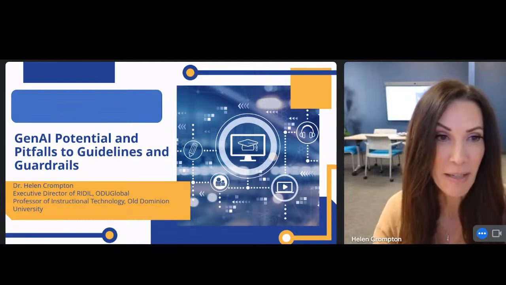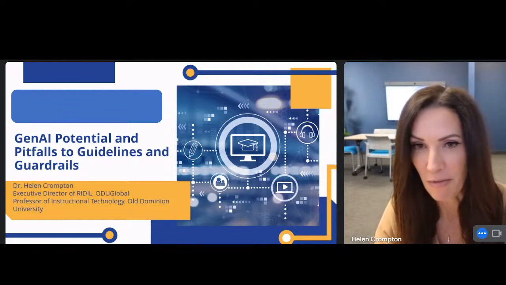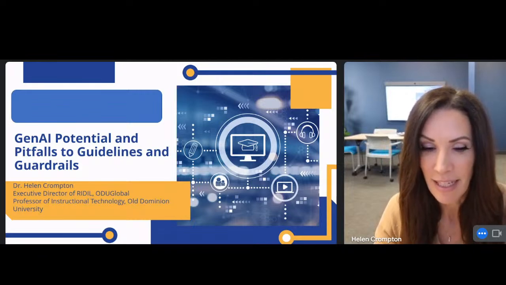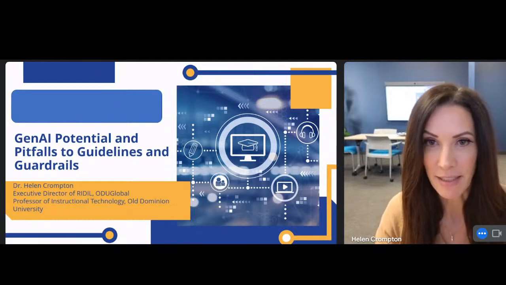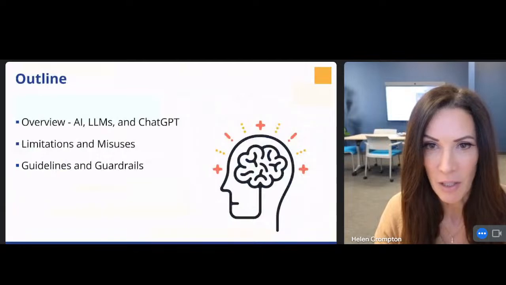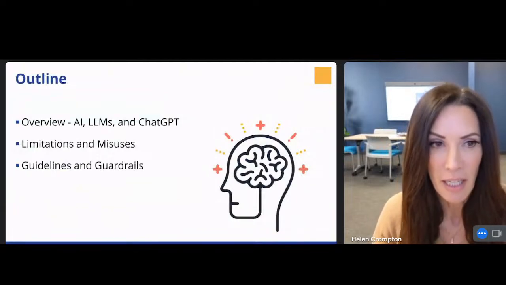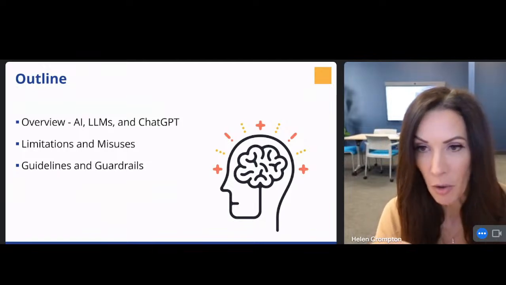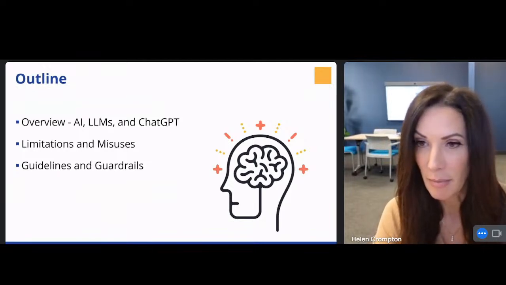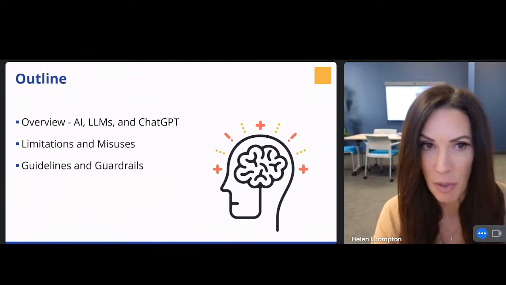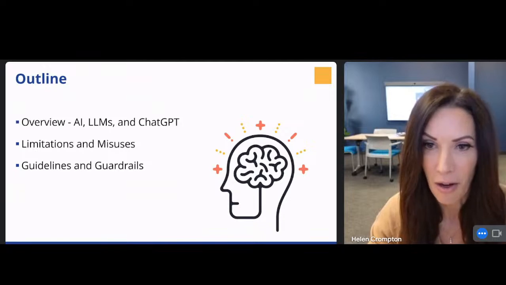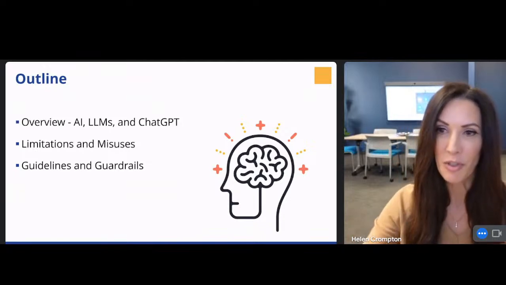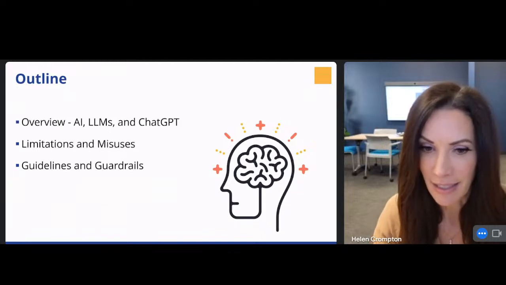The title there, just as you've been announced: generative AI, potential and pitfalls to guidelines and guardrails. So it's thinking about what we're doing with generative AI at the moment to make it successful for our learners. So here's a quick overview. As described, we're going to be going as quickly as possible because we don't have a long time today. We're going to be looking at artificial intelligence, looking at large language models very quickly, then going into limitations and misuses of generative AI, and then how to change those into guidelines and guardrails.